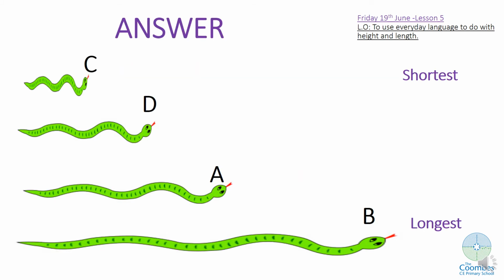So well done if you said that snake C was the shortest, the next shortest was D, the next shortest was A, and the longest was B. Well done.